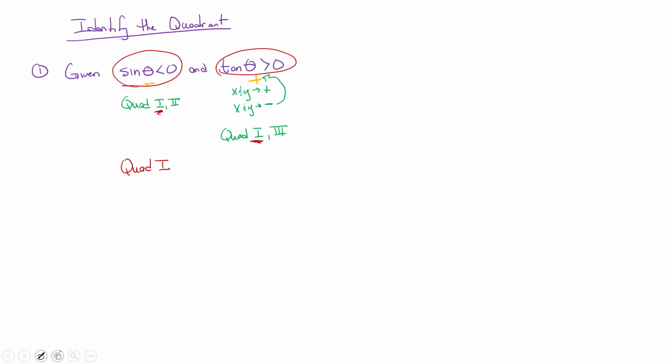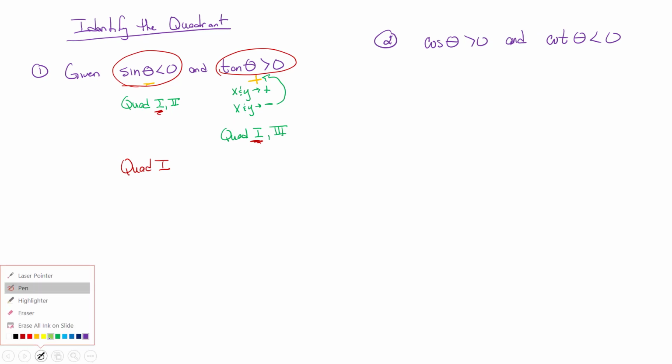Okay, let's take a look at this then. Got another problem for you to work on. And in this one, I have the cosine of theta being greater than 0, and I have got the cotangent of theta being less than 0. Okay, so same thing, let's check it out. Cosine is greater than 0, that means this has to be positive, doesn't it? And cotangent less than 0 means this has to be negative, agreed?